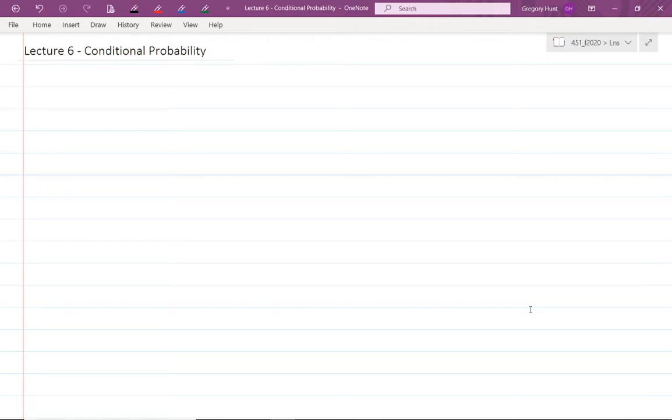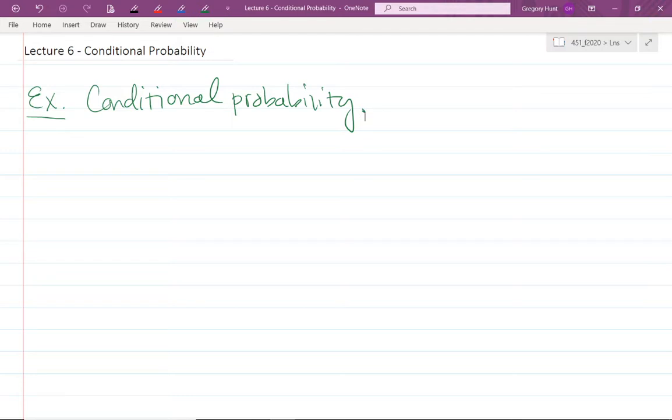So in this lecture, we're going to talk about conditional probability. And we're going to start off with an example. So let's look at an example of conditional probability. The example here is that we're going to pretend that we survey William and Mary students about their political affiliation.